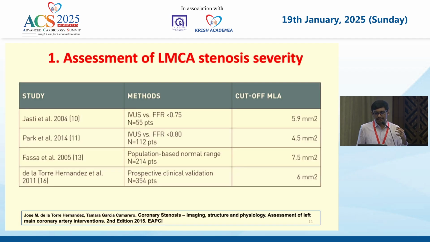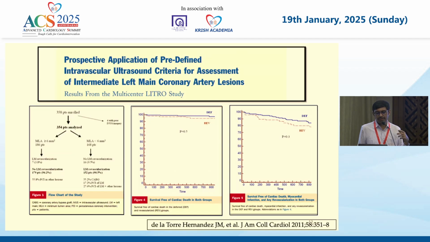So what about assessment of LMCA stenosis severity? In contrast to non-left main lesions, there is a good correlation between IVUS and FFR in the left main territory. The MLA varies between 4.5 mm², mainly from Korean studies, to 7.5 mm², from the Mayo Clinic study in the Western population. So what parameters are used for intermediate lesion evaluation? Only one study has prospectively evaluated this so far, that is the LITRO study, which used an area of 6 mm². Anything less than 6 mm², they intervened.